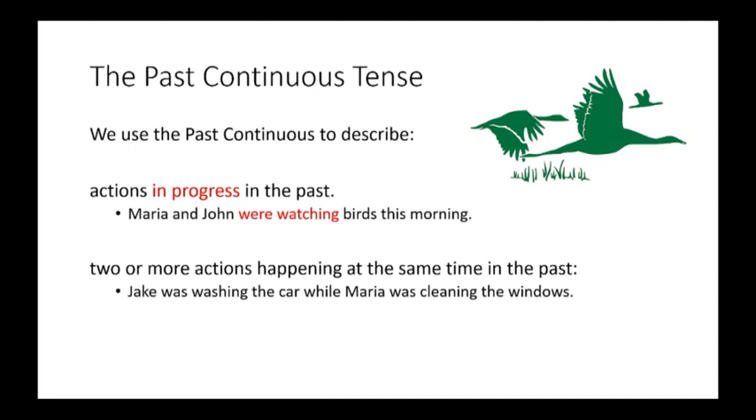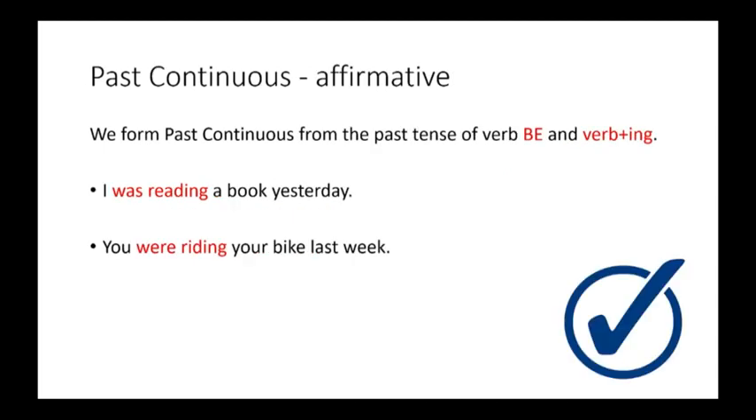Okay, so let's see, how do we get affirmative sentences? We form the past continuous by using the verb be in its past tense, and we use the verb plus ing. Be has 2 forms in the past. Those are was and were. Was is used for the first and third person singular, and were is used for all the other persons. So I was reading a book yesterday, but you were riding your bike last week.